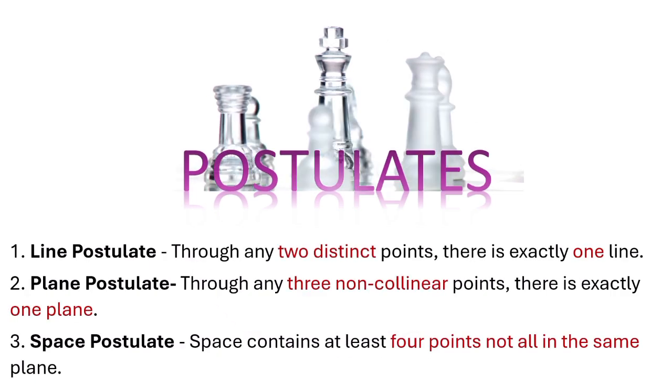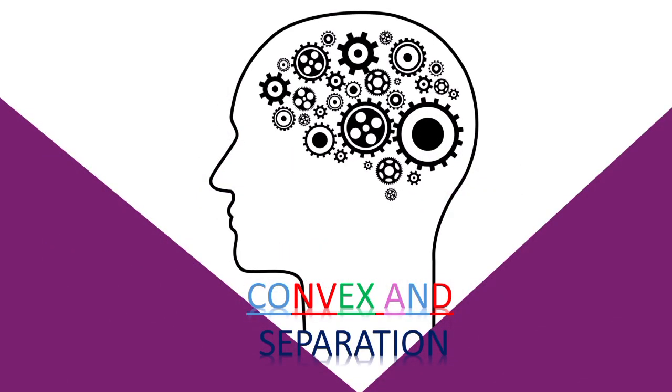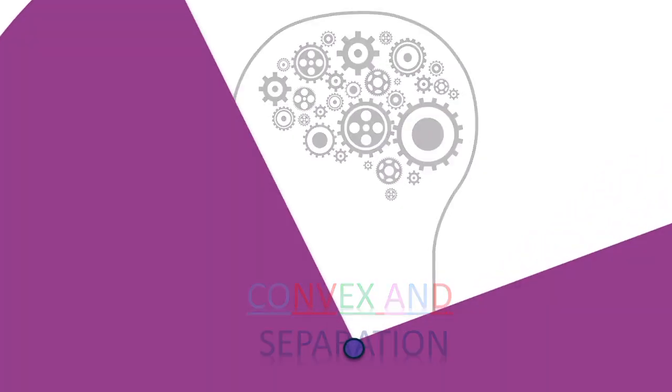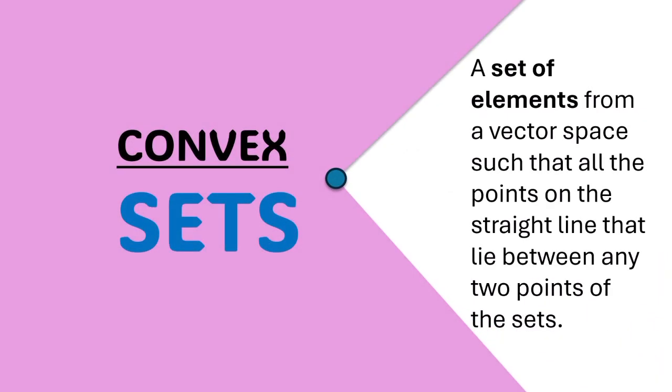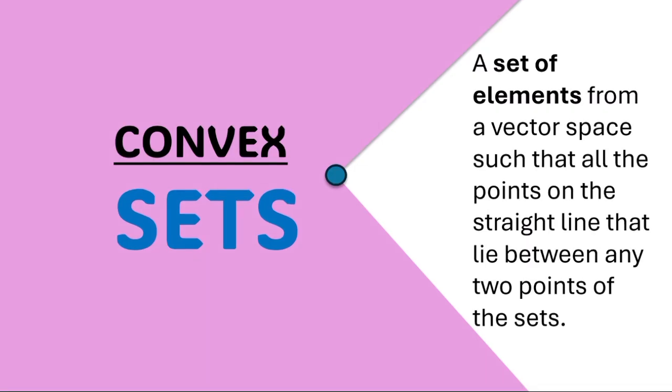Now let's move on to convex sets and separation. What is a convex set? A convex set is a set of elements from a vector space such that all the points on the straight line between any 2 points of the set also lie in the set. It's a special kind of group of points. If you pick any 2 points in the set, the entire straight line segment between them must also lie completely within the set. For example, think of a solid circle or triangle.